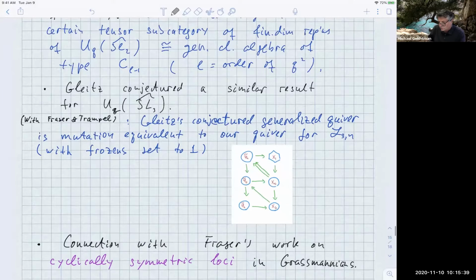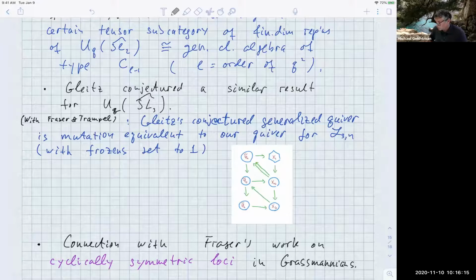What we observed with Chris Fraser and Trey Trample is that her conjectured generalized quiver is mutation equivalent to our quiver for band periodic matrices in the four diagonal case. This will be the quiver, and so we're trying to extend it to a general case, and there is also a connection of the structures that I'm describing on band matrices.